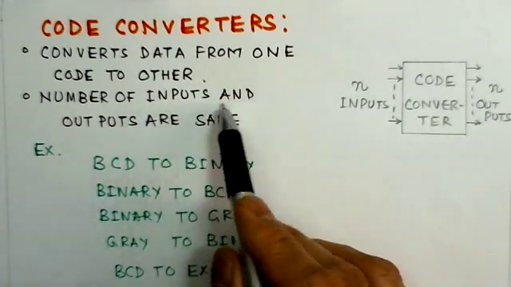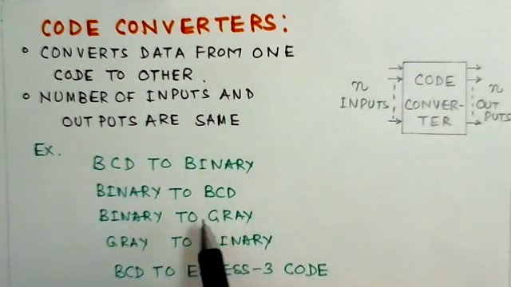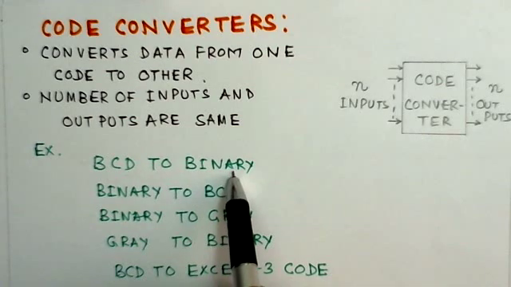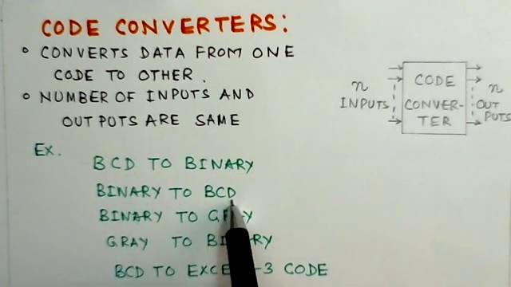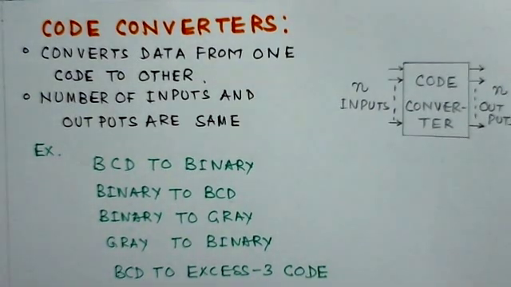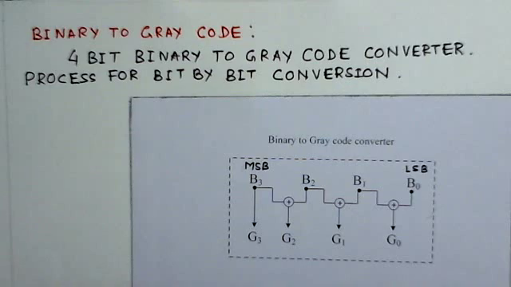Here, as we said, the number of inputs and outputs are the same. These are some examples: BCD to binary, binary coded decimal to binary, binary to BCD, binary to gray, which is also 4-bit by 4-bit, gray to binary, and BCD to X3 code. All these codes are 4-bit codes, and you get the same number of bits in both inputs and outputs.